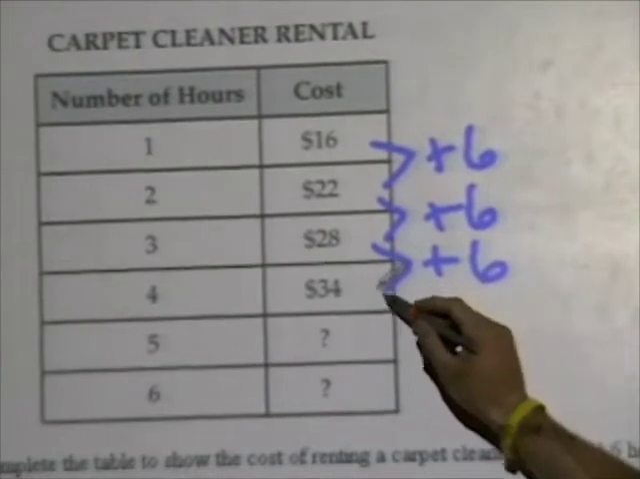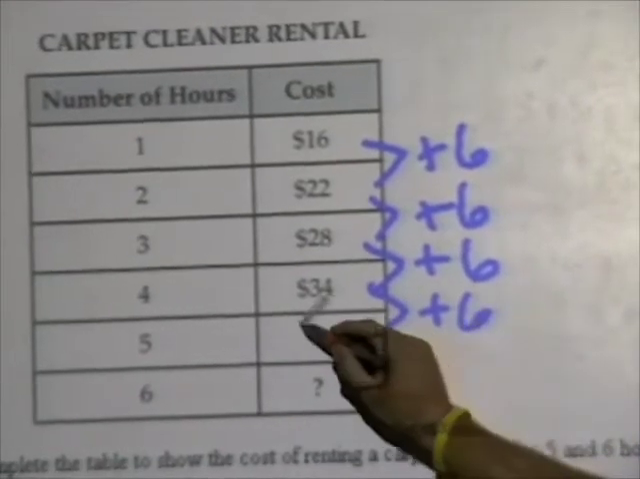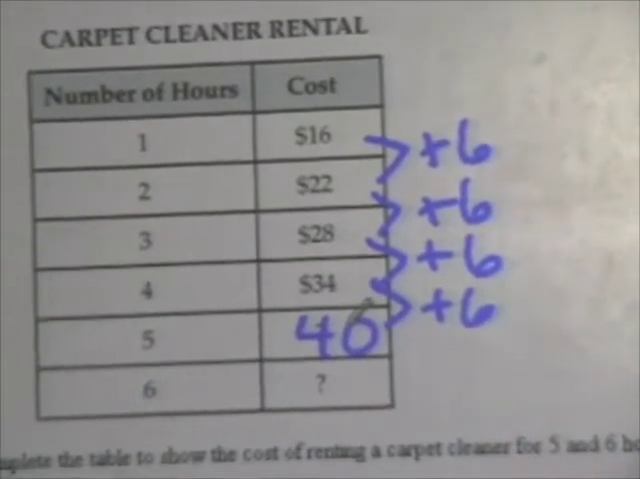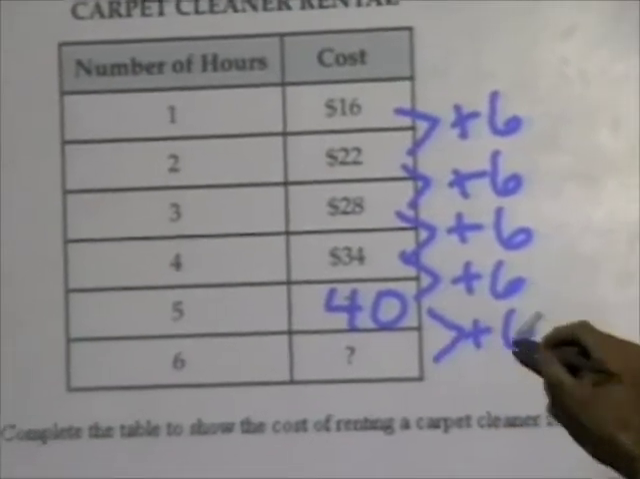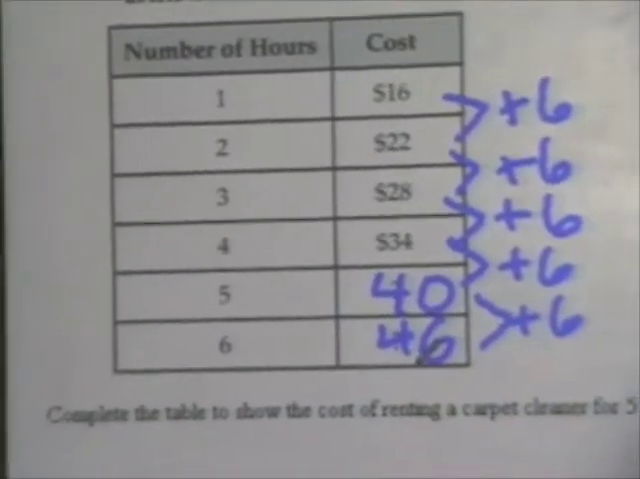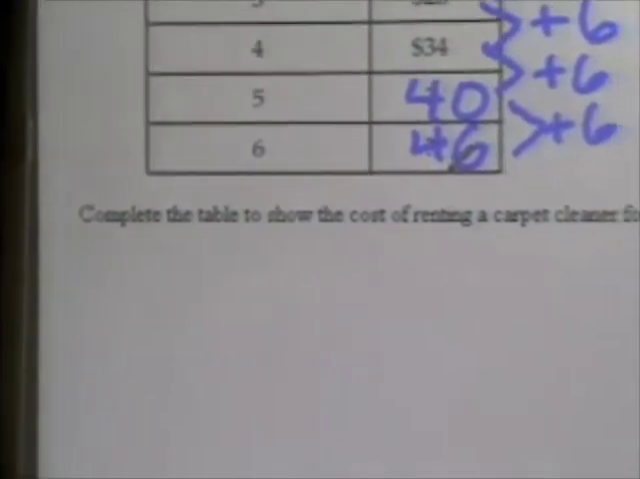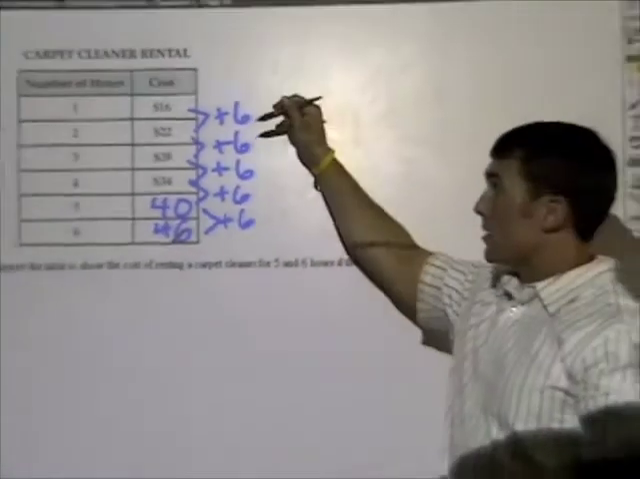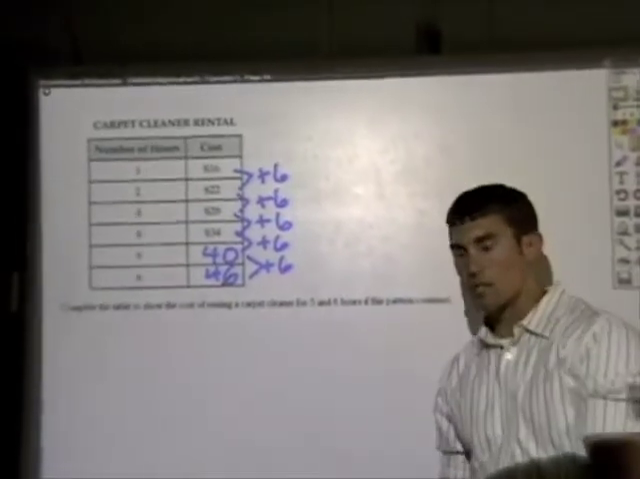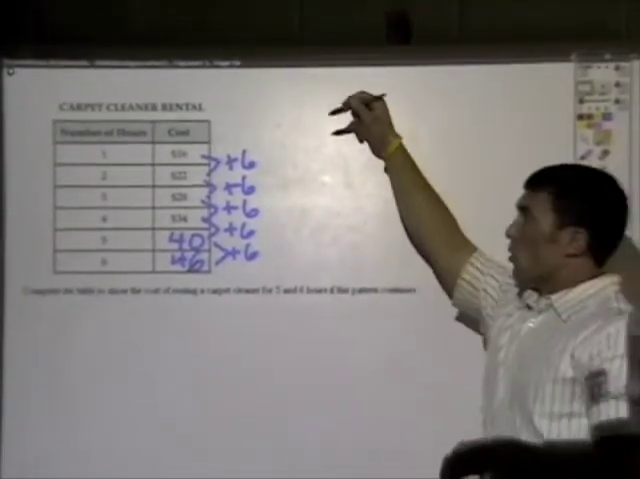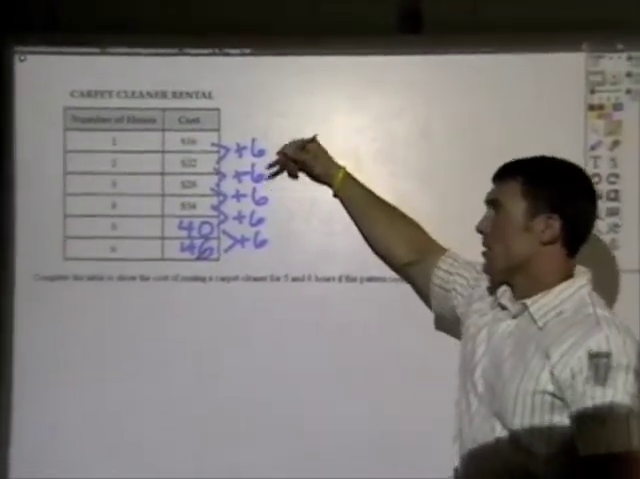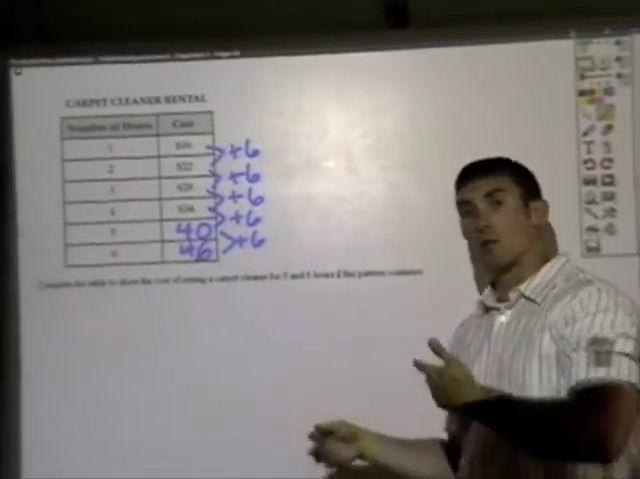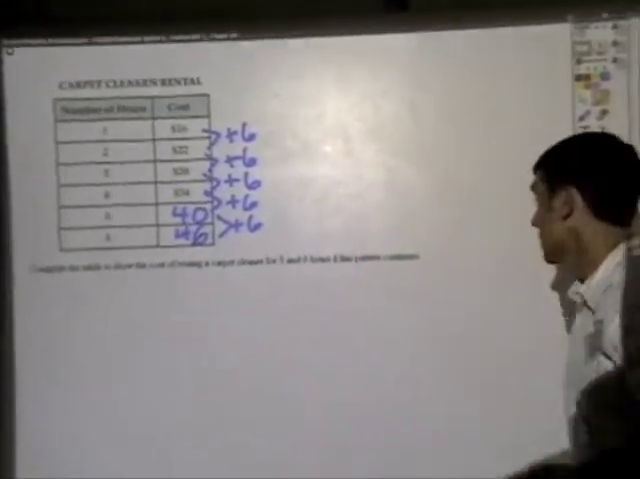So, 34 plus 6 is 40. And 40 plus 6, last time we checked, is 46. So we just completed the pattern, and it's as easy as that. Now from the pattern, here's where we take off into equation land. Because with any constant rate of increase or decrease, remember I kept saying that was a slope. All right, that's really important.